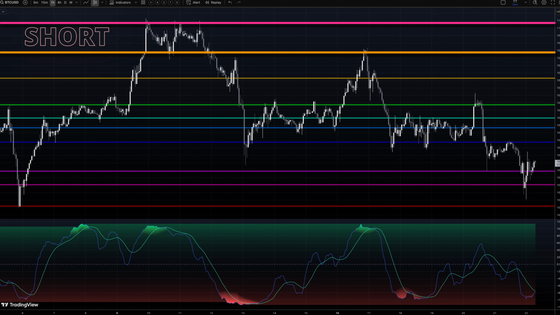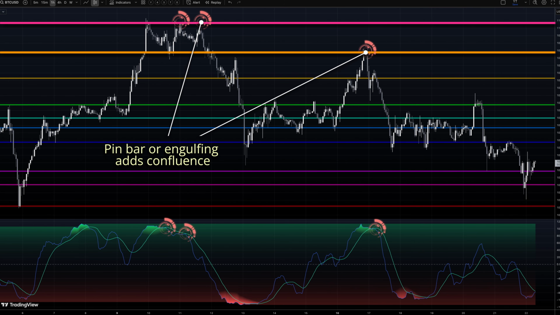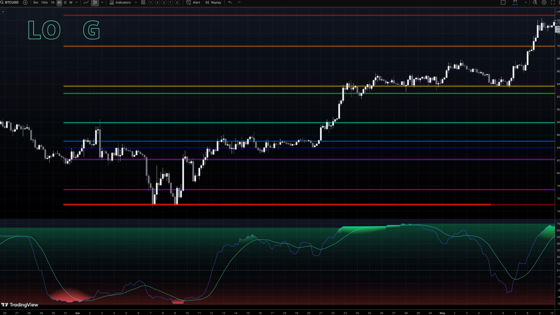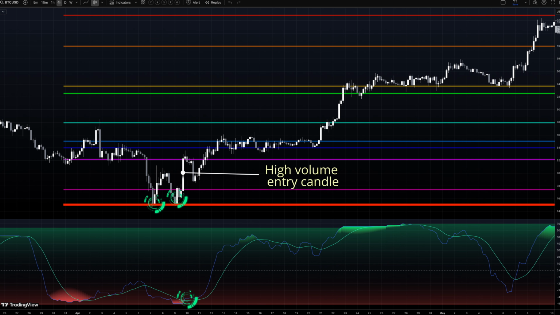For bearish reversals, look for price testing a resistance level and failing to close above it, while MLMI starts to curl down from elevated levels. A bearish candle formation, like a pin bar or engulfing bar, strengthens the case. For bullish reversals, price tests a bin support level, fails to break lower, and MLMI shifts upward. A strong bullish close can trigger the entry.